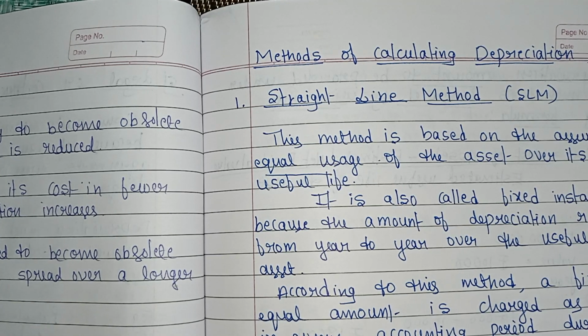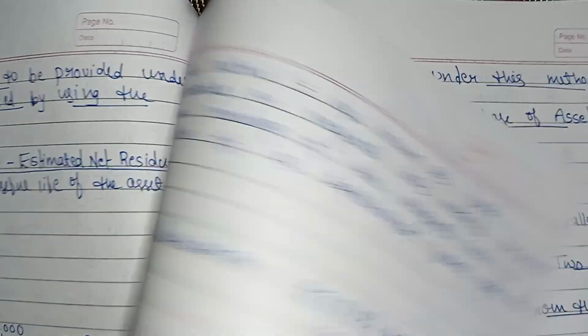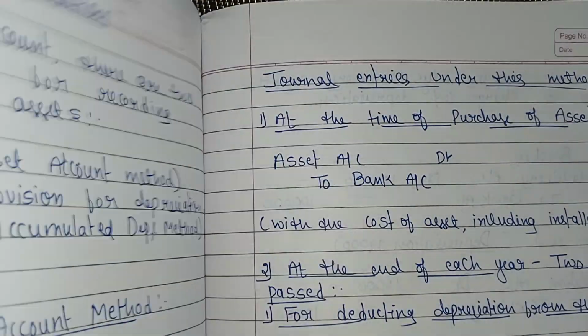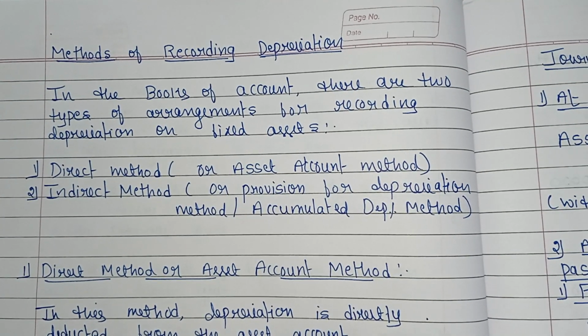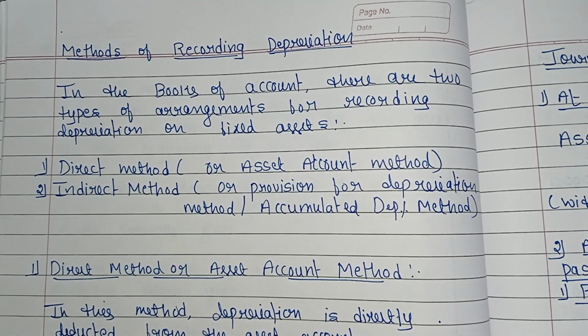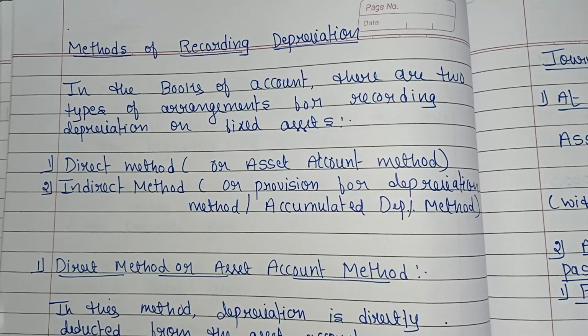In the last class, we studied methods of calculating the depreciation amount. In that, the first one is the straight line method and the second one is the written down value method. So in today's class, we are going to learn methods of recording the depreciation. What are the methods of recording the depreciation? Before that, we will recall what depreciation is.